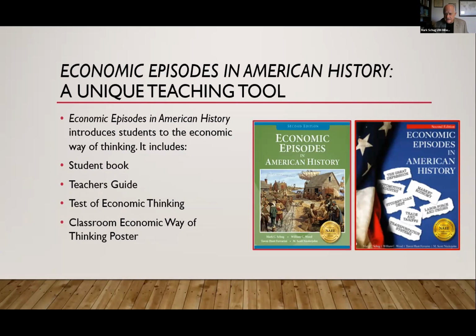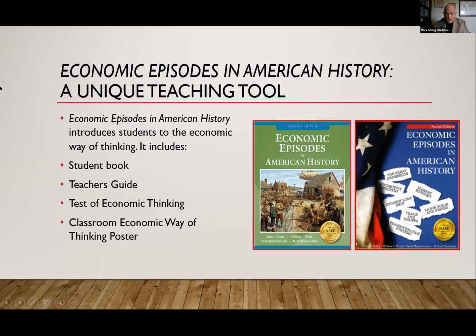Okay, so here's the book. It's called Economic Episodes in American History. The second edition actually has 2 covers. You're getting the Jamestown cover. That's this one here. And there's a student book. Scott, we have to remember to send you the teacher's guide. Julie is on, and Julie, we need to send you a copy of the teacher's guide so everybody gets that.